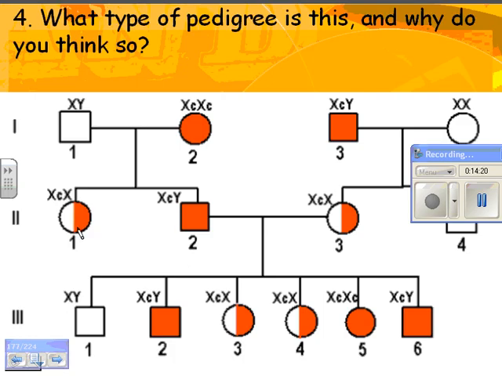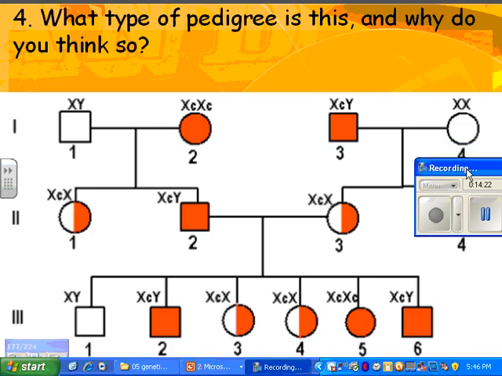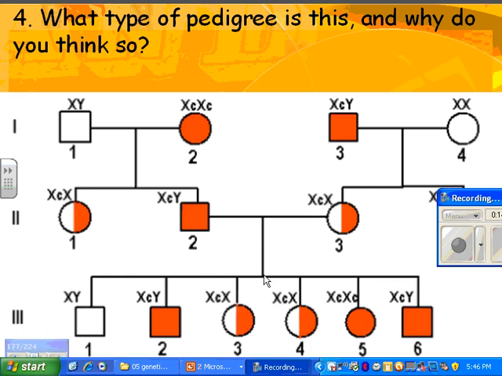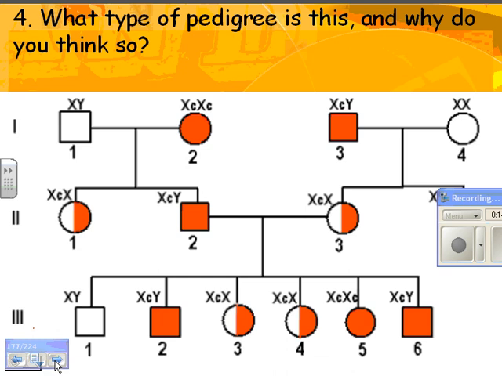This one is actually showing you carriers. So what type of pedigree is this, and why do you think so? Notice that girls can be carriers, but boys can't. And they're actually showing you the X's and Y's here. So this one is a little bit clearer, I think. This is X-linked, and it's recessive, because if you have one good gene, one bad gene, you're only a carrier.